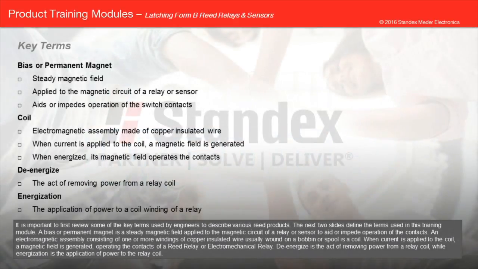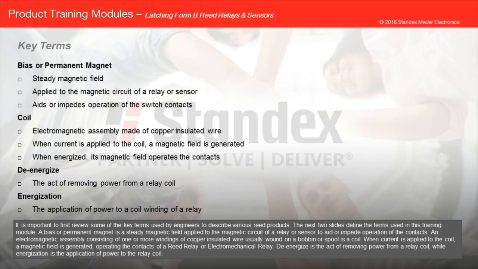It is important to first review some of the key terms used by engineers to describe various reed products. The next two slides define the terms used in this training module. A bias or permanent magnet is a steady magnetic field that applies to the magnetic circuit of a relay or sensor to aid or impede operation of the contacts. An electromagnetic assembly consisting of one or more windings of copper insulated wire, usually wound on a bobbin or spool, is a coil. When a current is applied to the coil, a magnetic field is generated, operating the contacts of a reed relay or electromechanical relay.